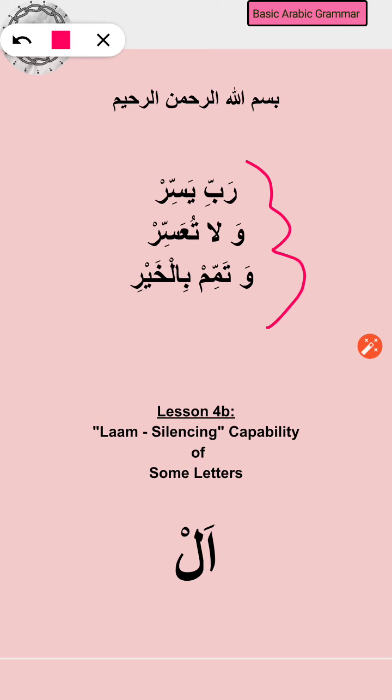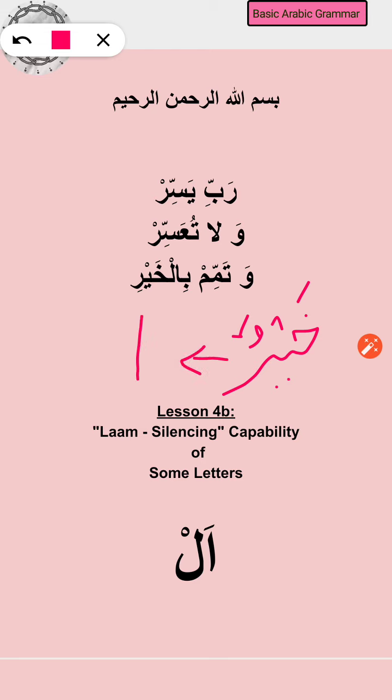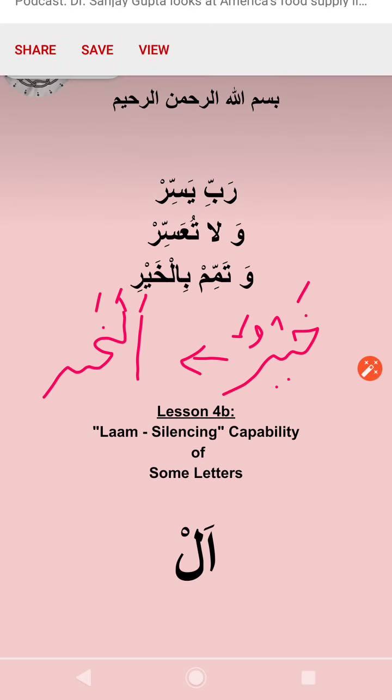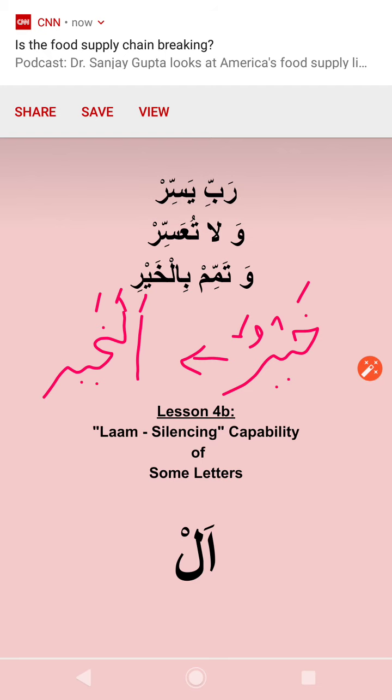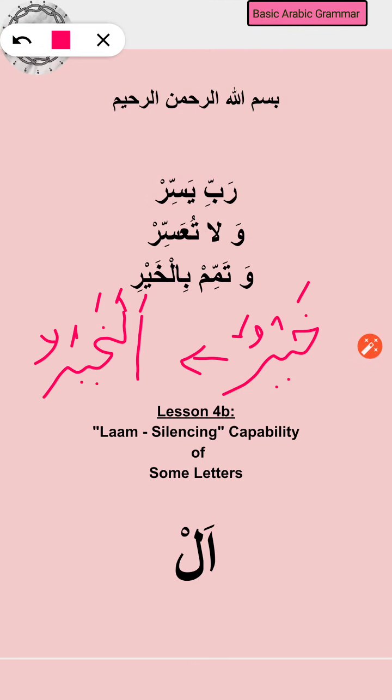So let's begin with the second part. In the first part, which was lesson 4a, we did the conversion of a simple ism nakra to ism marfa via al. For example, we have the word khairun, and if we add al to it, it becomes al khairu.